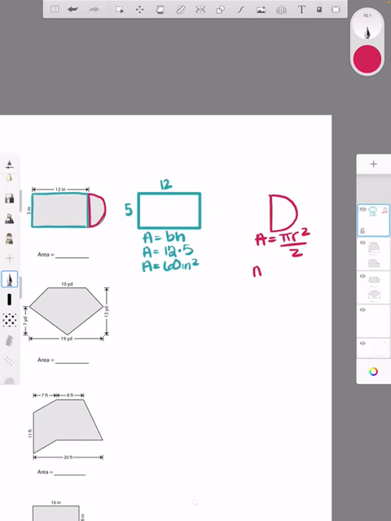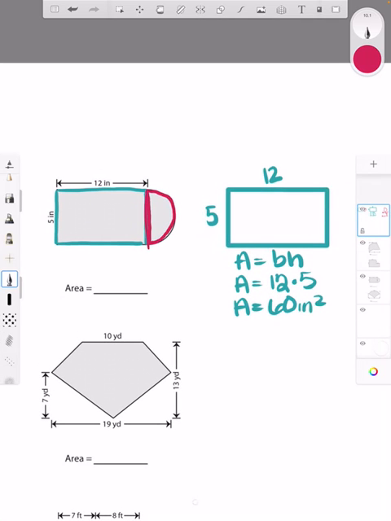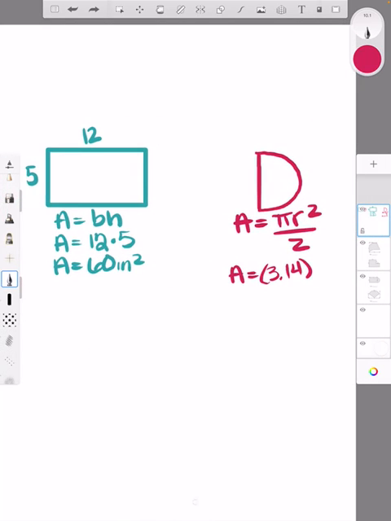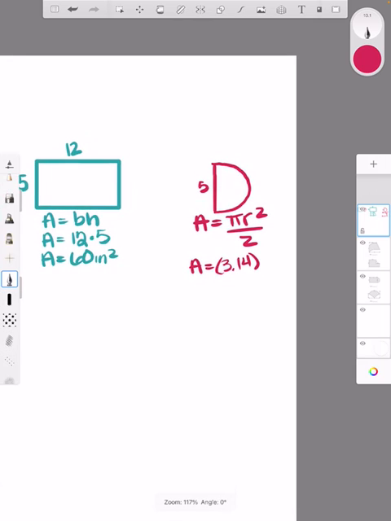I'm going to fill in the information I know. I know that pi is going to equal 3.14. Oh, and I forgot to write down my diameter. So my diameter of the circle is going to be 5 inches, because notice, if I'm crossing the circle, going from end to end, the number I pass is 5. So that means that my radius is going to be half of that diameter. If my diameter is 5, that means my radius is going to be 2.5.